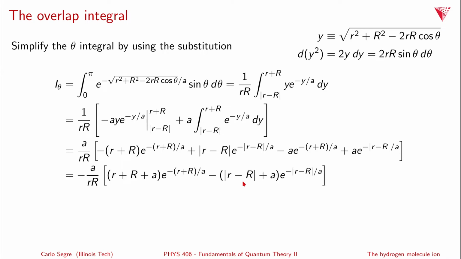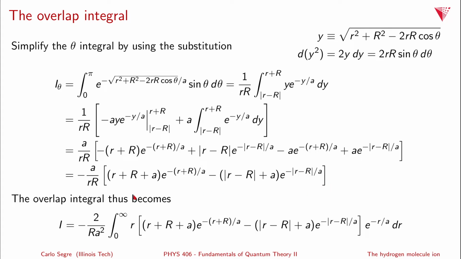So we can now do a little bit of consolidation. We have terms with two different exponential functions. So we have minus a over r capital R times the quantity r plus capital R plus a times e to the minus r plus capital R over a, minus the quantity absolute value of r minus capital R plus a, times e to the minus absolute value of r minus capital R over a.